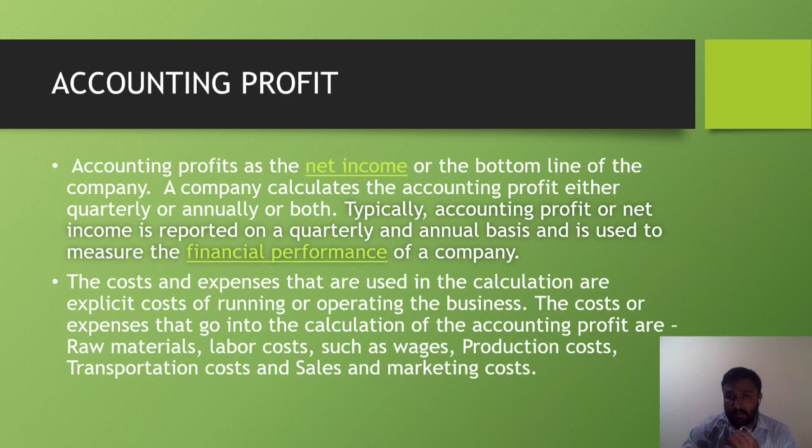Accounting profit is used to measure the financial performance of a company, such as how much capital or finance a company has, and the inflows and outflows of cash. The costs and expenses used in the calculation are the explicit costs of running or operating the business, such as raw materials, labor costs such as wages, production costs, transportation costs, and sales and marketing costs, etc.